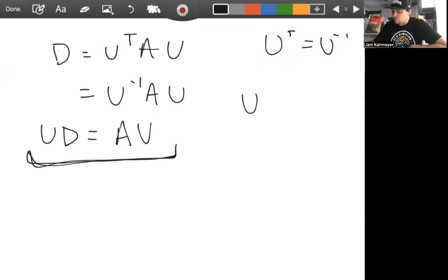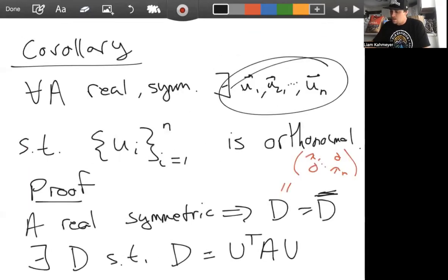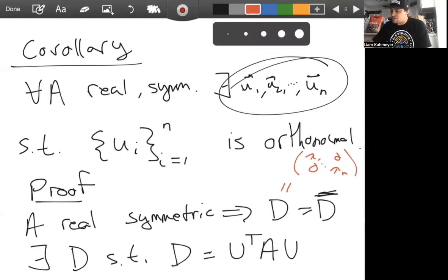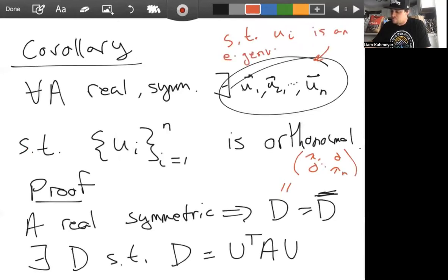So let's say U is the orthogonal matrix where each column is this U1 through UN here. And I got ahead of myself here, such that UI is an eigenvector for all I, right? That's a pretty important detail I left out. You probably shouldn't listen to me.